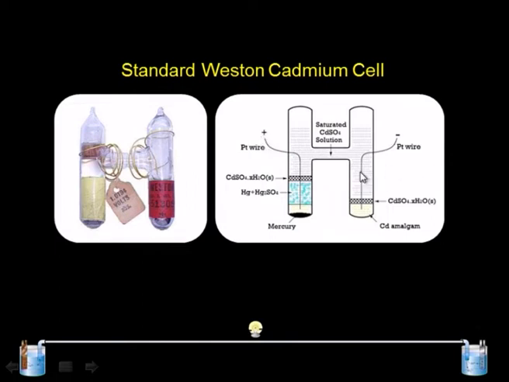In the other arm of the cell we have cadmium amalgam followed by cadmium sulphate, and the platinum wire is again connected here, which is used as the negative terminal of the cell. If you buy this cell from the market, it will look something like this, and it is a very well known standard Weston cadmium cell.